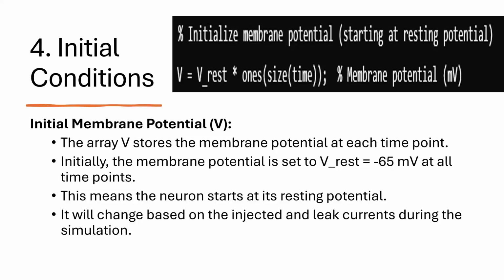Let's go now to the initial conditions. We have an array V which stores the membrane potential at each time point. Initially, the membrane potential is set to V rest equals minus 65 millivolts at all time points. This means the neuron starts at its resting potential. It will change based on the injected and leak currents during the simulation.